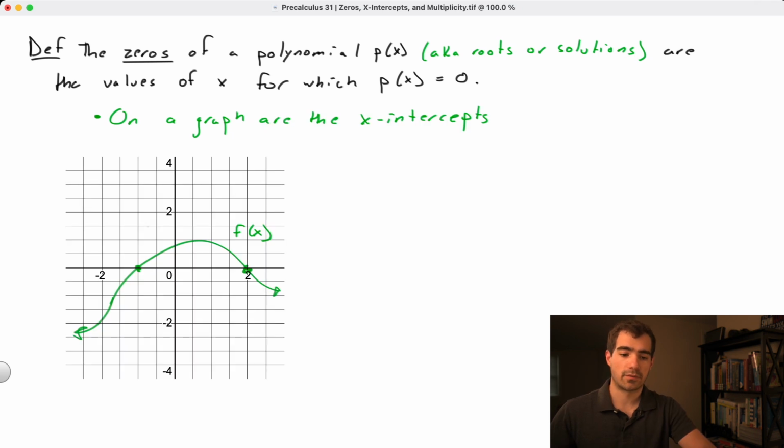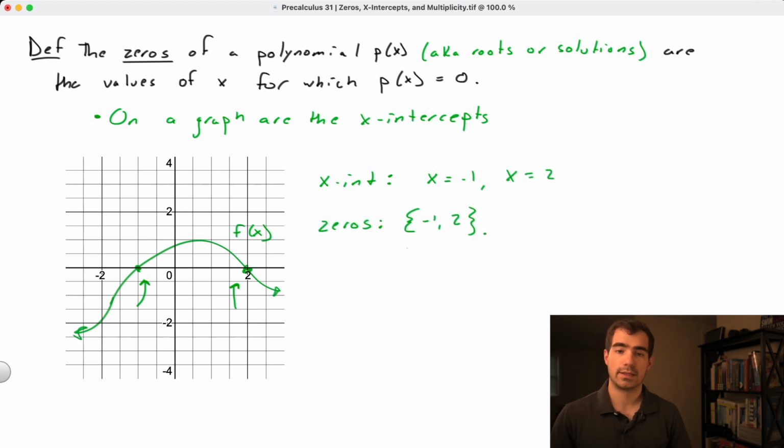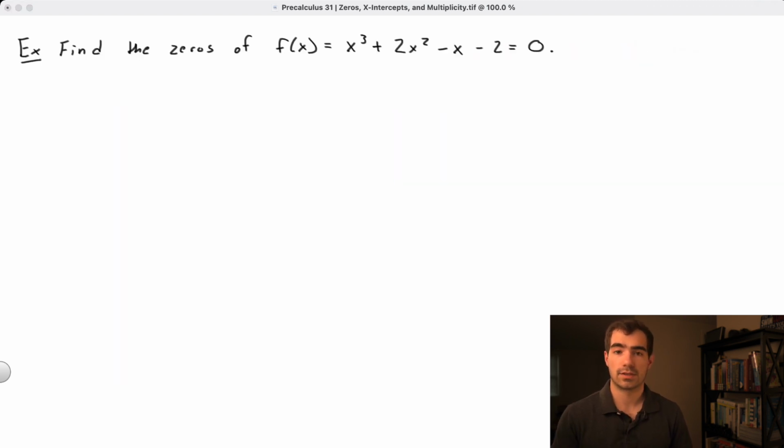And so for example, if we had a function f of x that looks something like this, we can identify two x-intercepts, one at -1 and one at +2. And these two values would represent our zeros. Now, beyond just recognizing these as the intercepts on a graph, we can also find the zeros given an equation of a function by solving for when that equation is equal to 0.